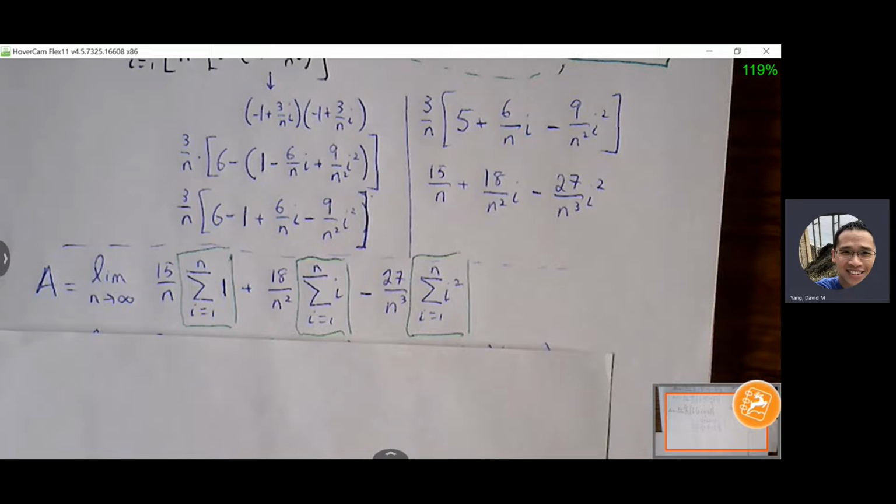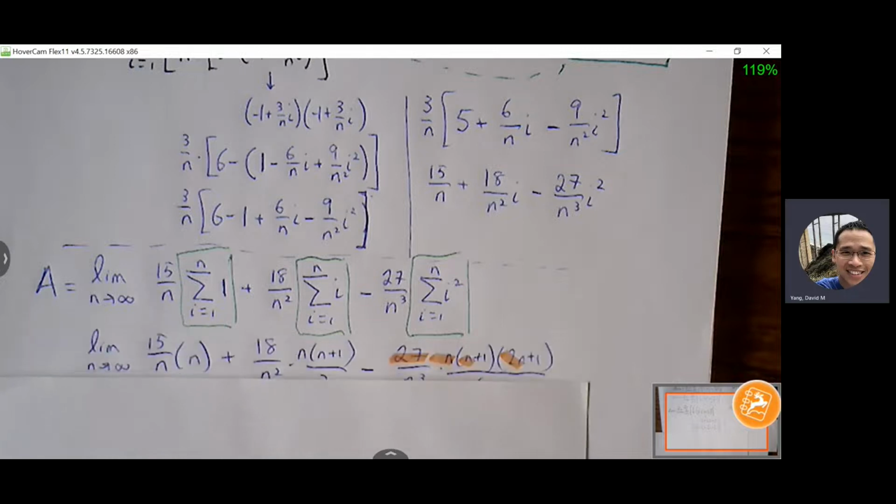Any questions here? So summation 1 gets replaced with n. Summation i is n times n plus 1 over 2. Summation i squared is n times n plus 1 times 2n plus 1 all over 6.